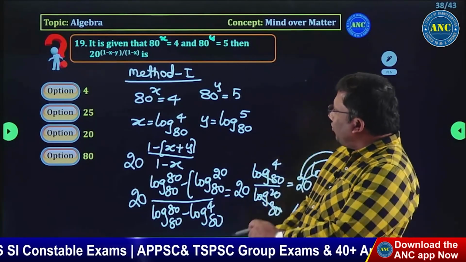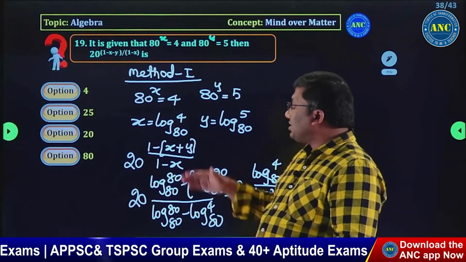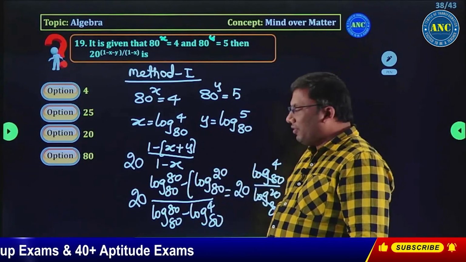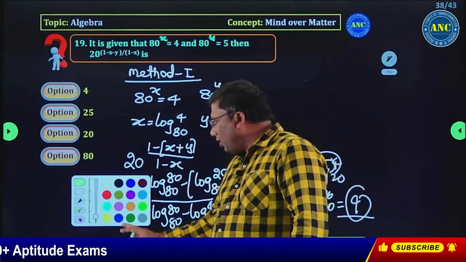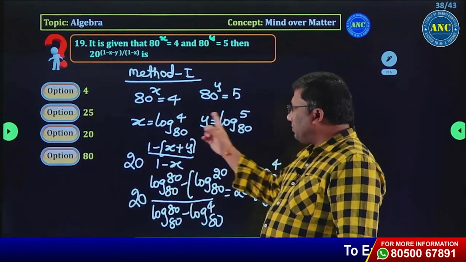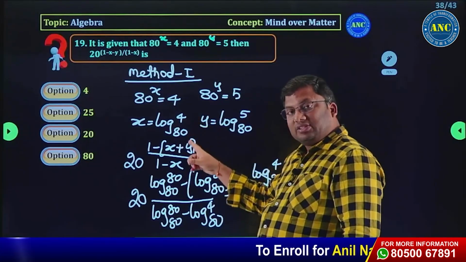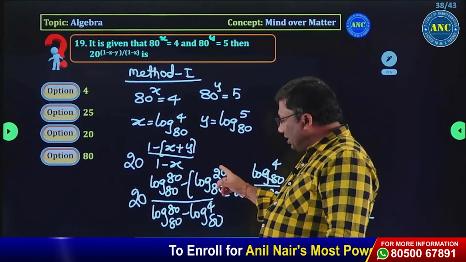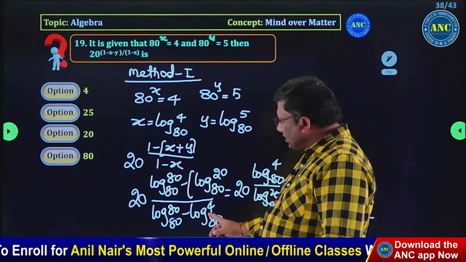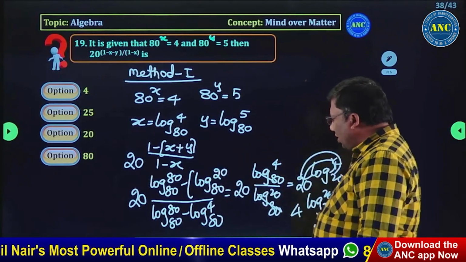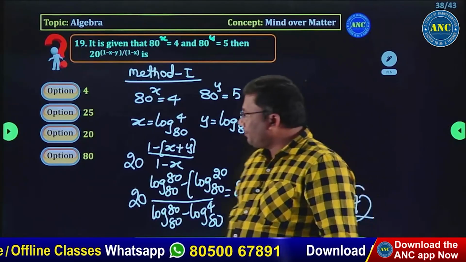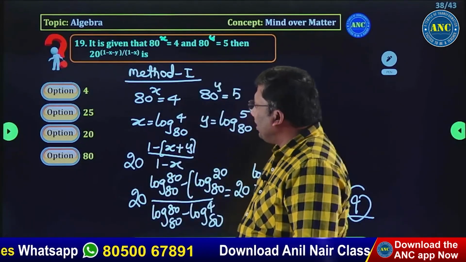80 power x is 4, 80 power y is 5. x is log 4 base 80, y is log 5 base 80. 20 power of (1 minus (x plus y)) by (1 minus x). 1 is log 80 base 80, x plus y is log 4 base 80 plus log 5 base 80, which is log 20 base 80. 1 I wrote as log 80 base 80, x is log 4 base 80. So the answer is 4. This is one way.